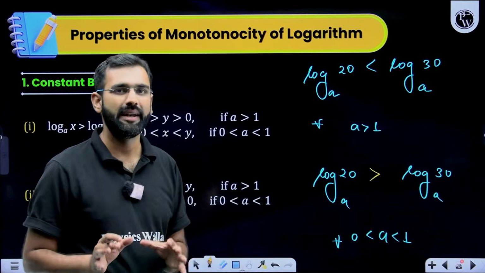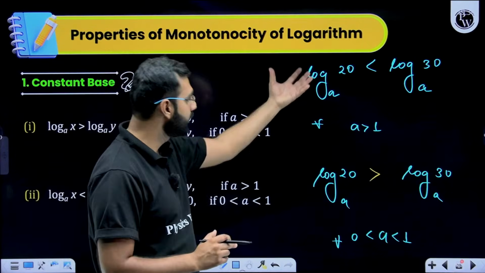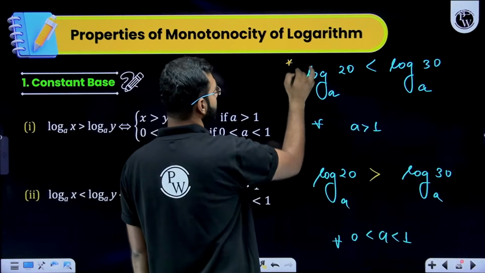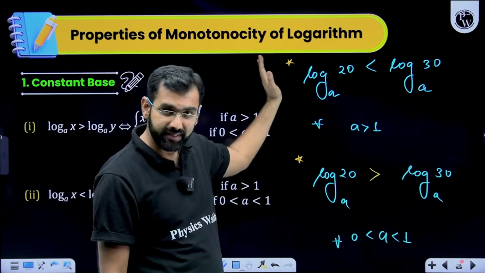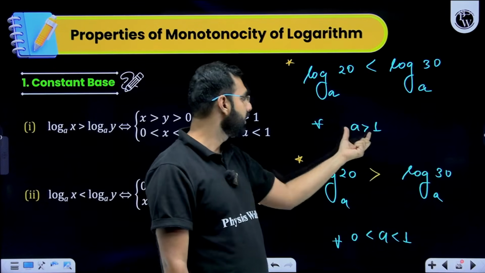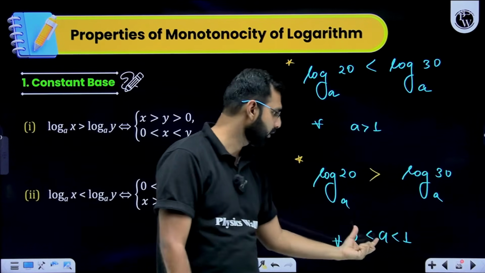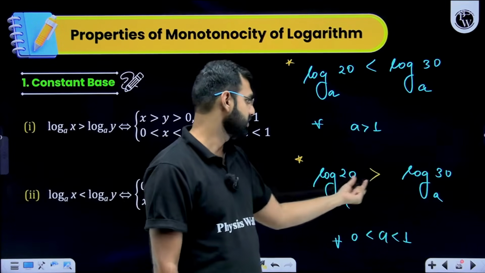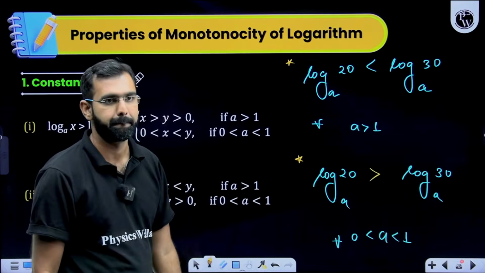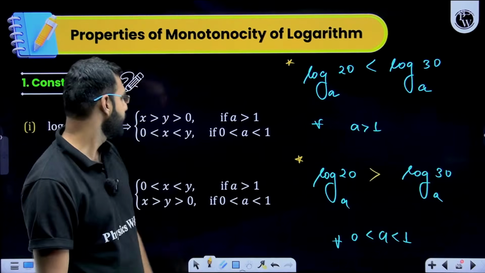Just give me a quick update in the chat box, in the comment. Did you all get both of these properties? And why is it happening? Because log x is a strictly increasing function if the base is greater than 1, but if the base is from 0 to 1, it is a decreasing function. And because of that, the sign changes. Are we clear on that?